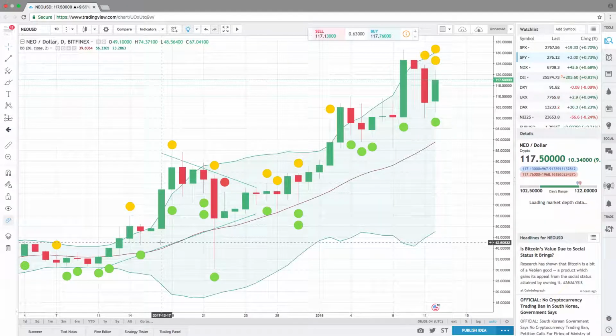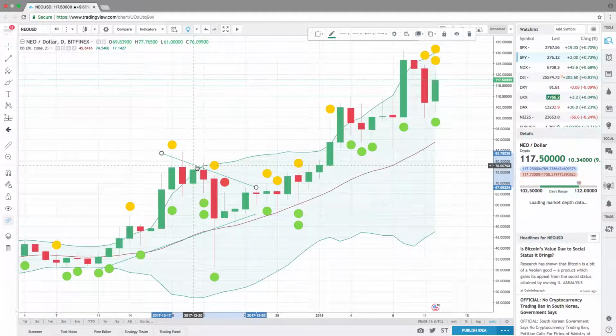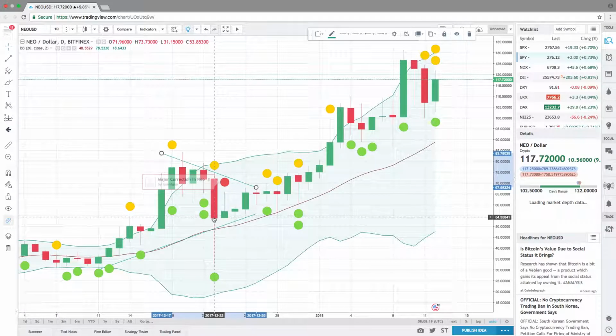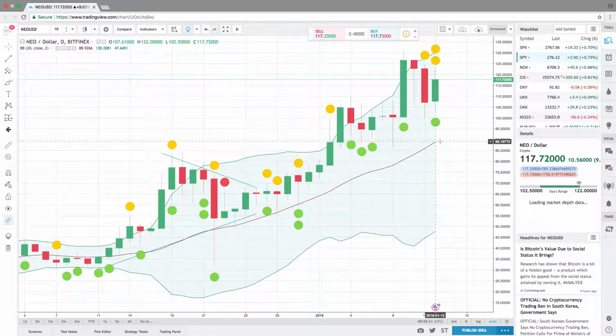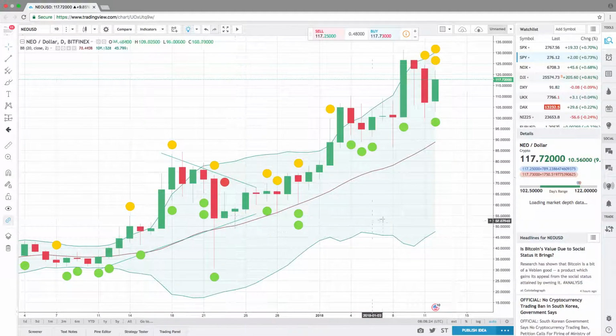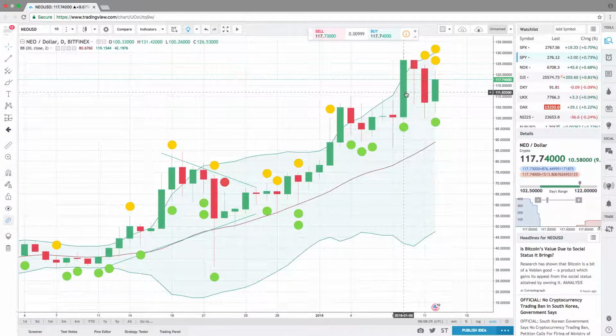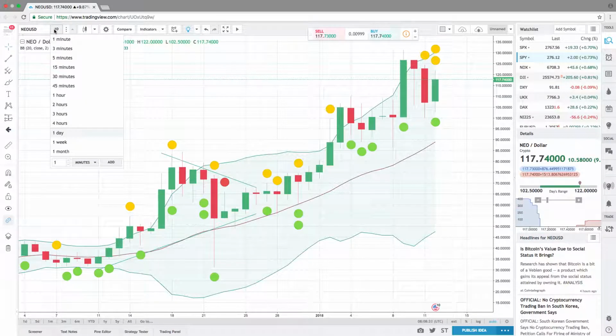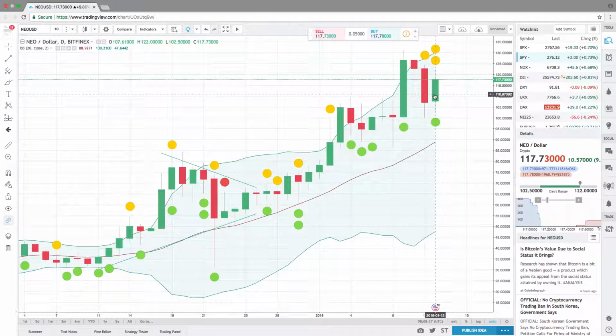Now, what the Bollinger Bands does is that it shows volatility in the market. What the middle line right here of the Bollinger Band indicates is the 20-day SMA. So each of these candles represents 1 day. You can change that here, you can make it hourly or whatever.